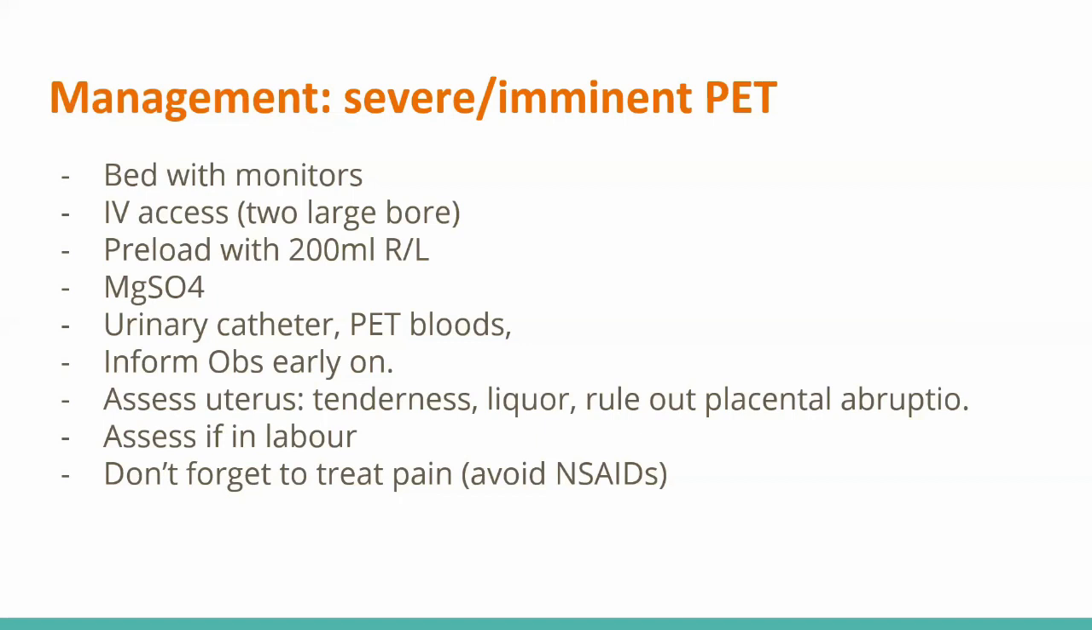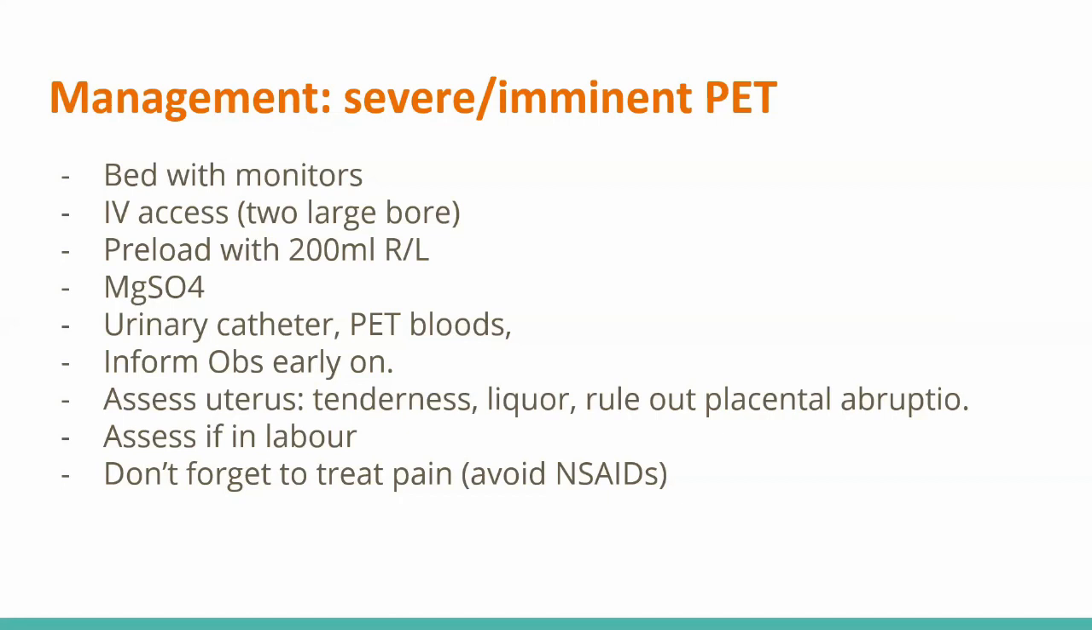So severe or imminent preeclampsia: make sure we have the patient on a bed with monitors, have IV access, preferably 2 large bore IVs. We can preload the patient with 200 ml of Ringer's lactate. We can consider magnesium sulfate. I'll go into the doses in the next slide. We should insert a urinary catheter as well as do PET bloods. Inform obstetrics early on. They do come downstairs. They do see the patients in ED, usually if we involve them early on.